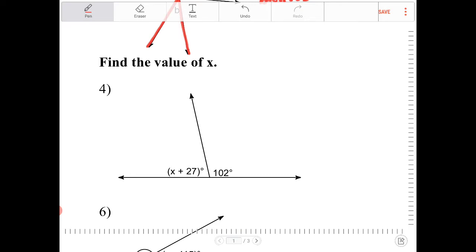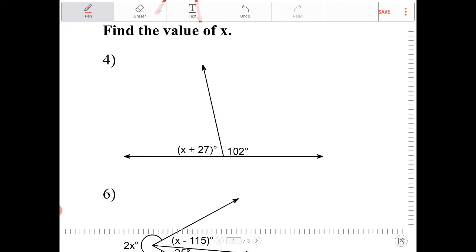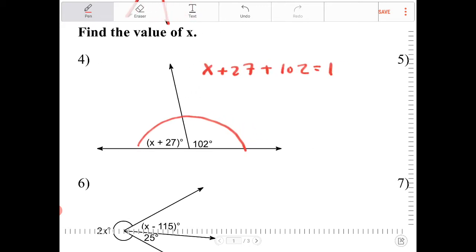Find the value of x. So let's take a look at this. It looks like, again, these two angles are linear pairs. And what do we know about linear pairs? Oh yeah, that's right. They are supplementary. So therefore, x plus 27 plus 102 must equal 180. So I'm going to solve for x.